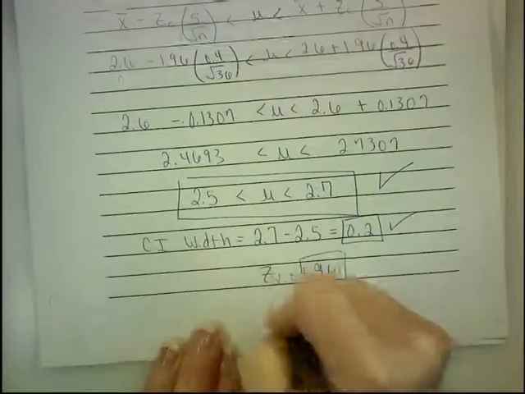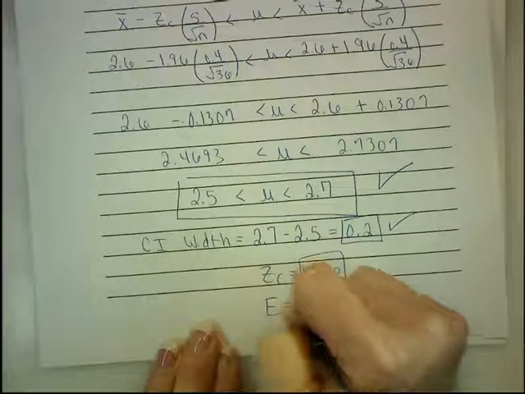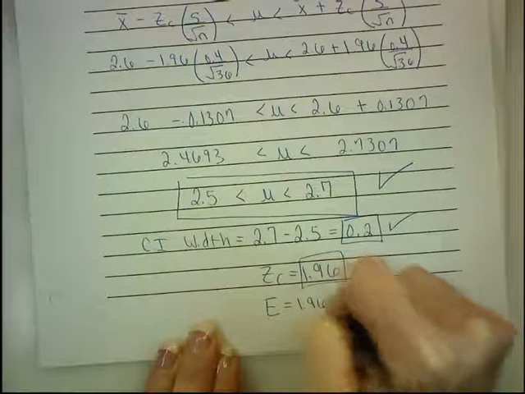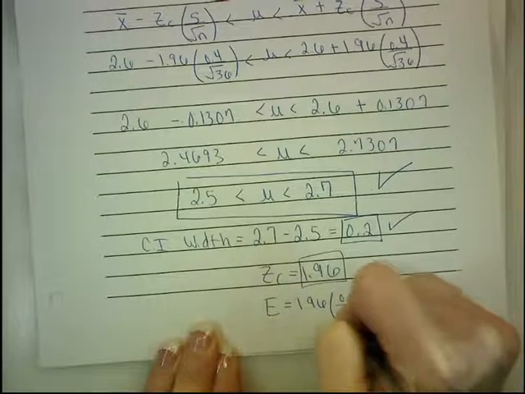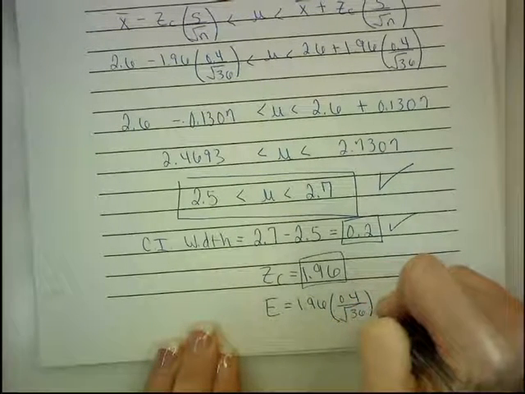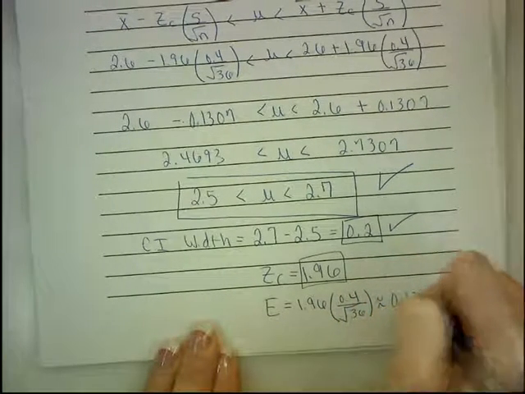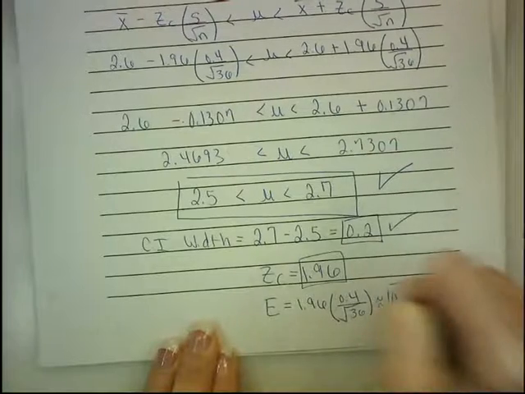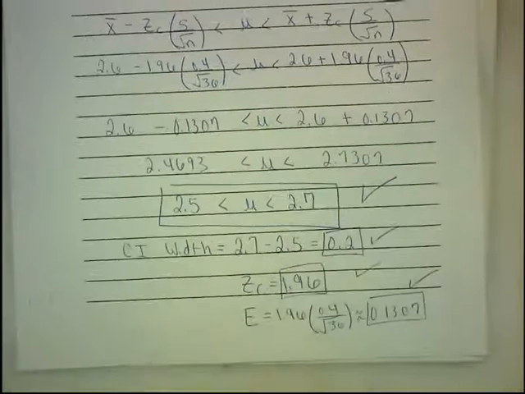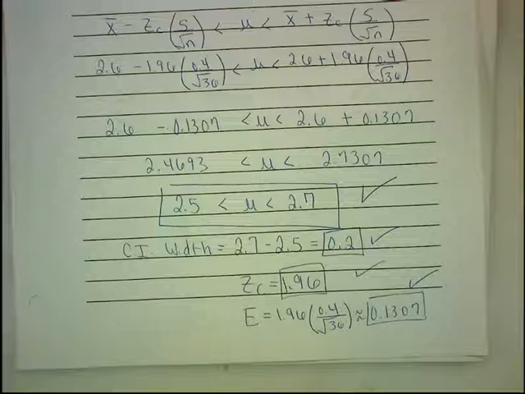And I can ask you to give me E, which is 1.96 times 0.4 over the square root of 36, which we rounded to 0.1307. I can ask you for these individual pieces of the problem. Now let me show you how to use the calculator.